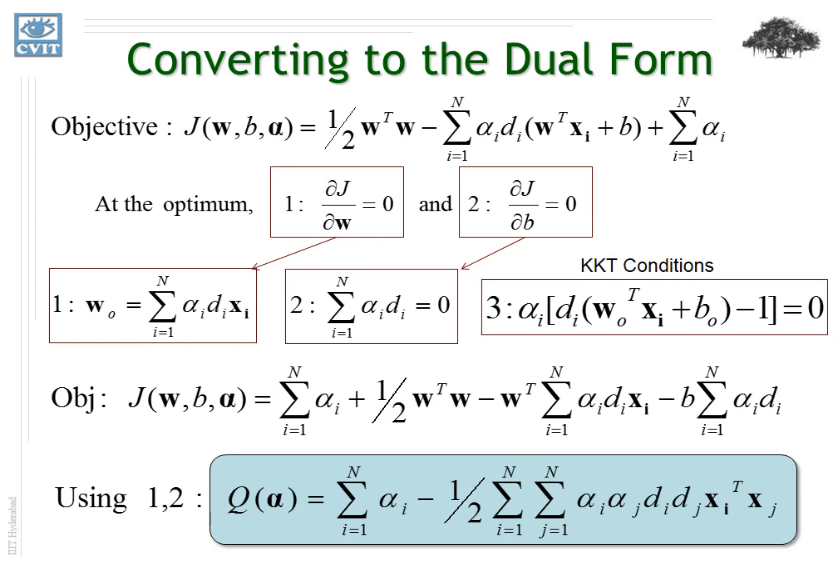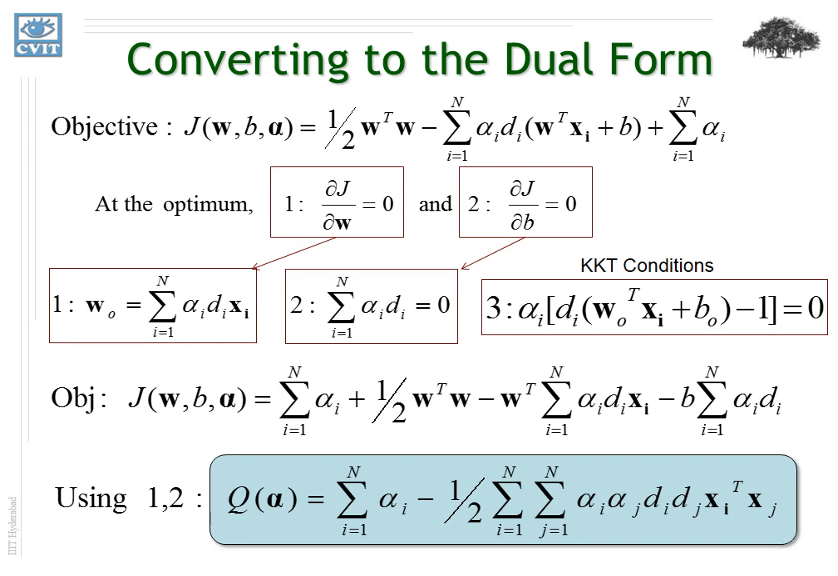Which we can expand further by substituting for w, and what you would get is a new function which is the same as J. We would just call it Q. Q of alpha is sigma i equal to 1 to n alpha i, which is the same as the first term from before, and the second is minus half of w transpose w, which, with w rewritten as sigma alpha i di xi, gives minus half of sigma i equal to 1 to n, sigma j equal to 1 to n, alpha i alpha j, di dj, and xi transpose xj. So this is the new function to minimize.